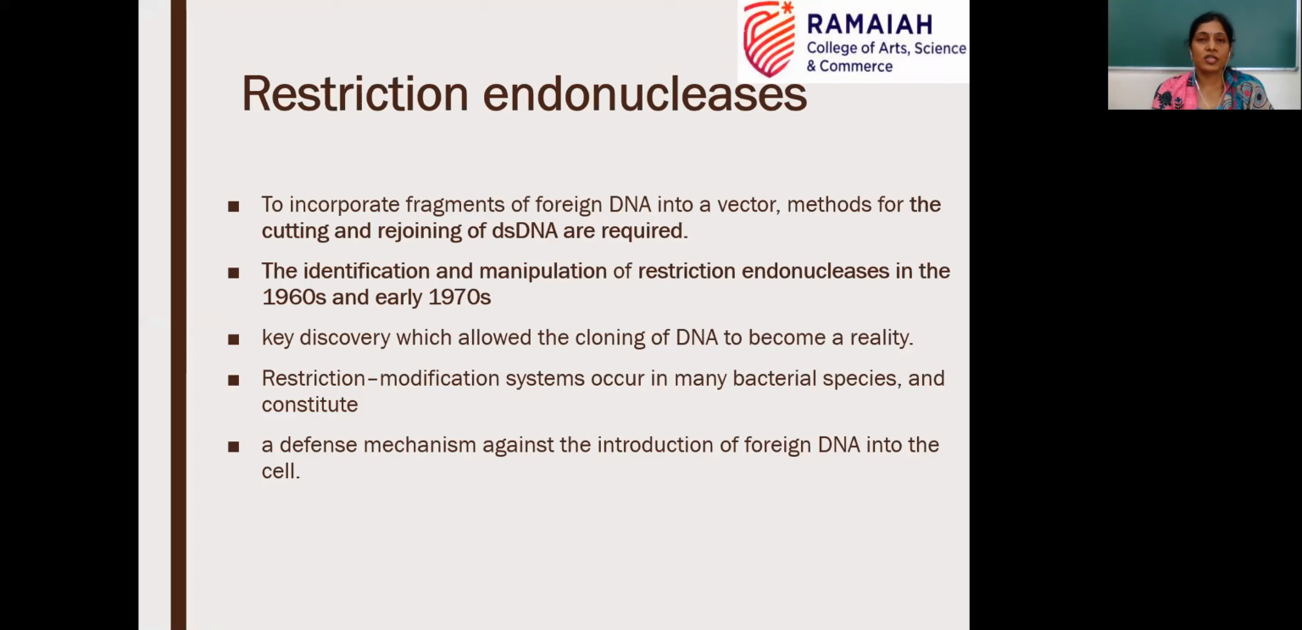These restriction endonucleases occur as restriction modification systems. And these restriction modification systems occur in many bacterial species. The purpose of this system in bacteria is that it acts as a defense mechanism against the introduction of foreign DNA into the cell. If there is any introduction of foreign DNA into the cell because of virus infection or whatever, this restriction modification system acts as a defense mechanism for the cell.